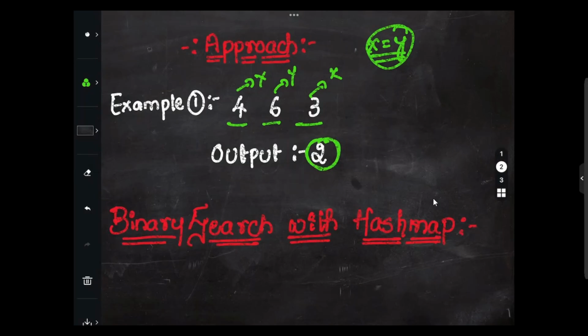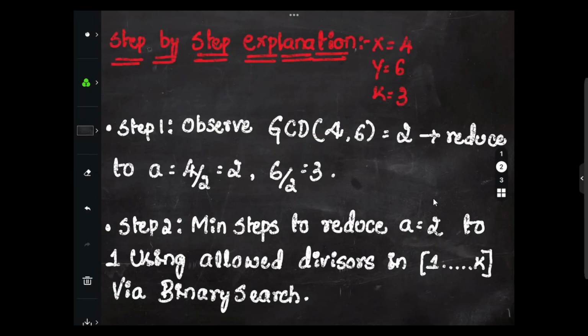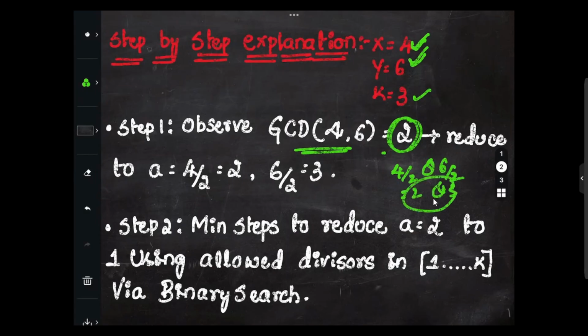Let's come to the second step, the step by step explanation. We have x equals 4, y equals 6, and k equals 3. First we will observe the gcd of 4 and 6. Quite obviously, the greatest common divisor of 4 and 6 is 2. Here this one is x and this one is y, so we will reduce them to 4 by 2 and 6 by 2. So this will be 2 and 3. We got 2 and 3.